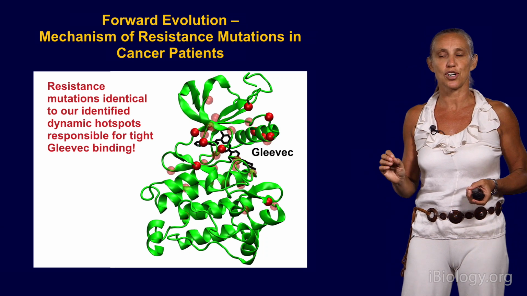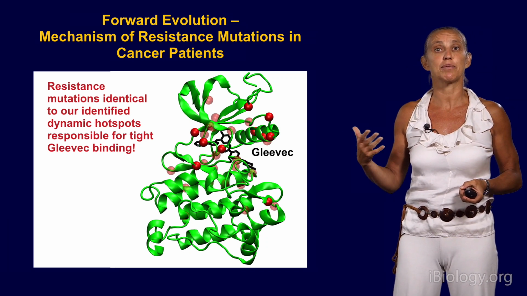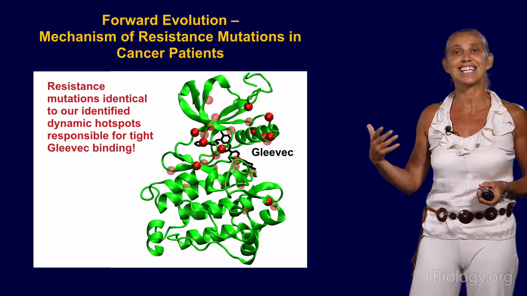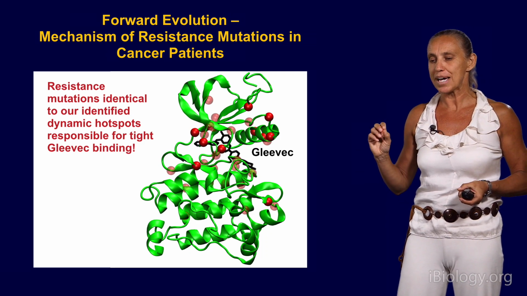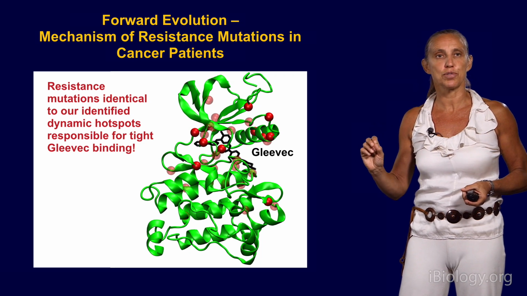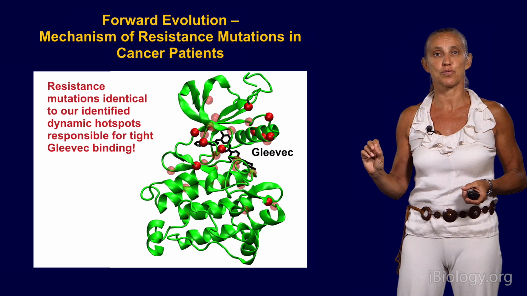Gleevec works like a charm. But for 30% of the patients, after months, they become resistant because the protein escapes the high affinity to the drug by making mutations in the protein. And that is one of the biggest problems in cancer treatment.